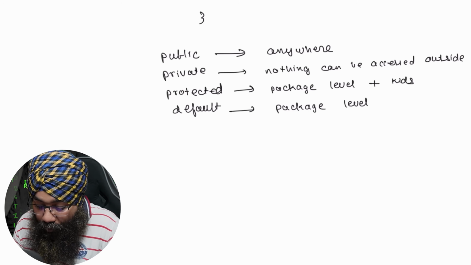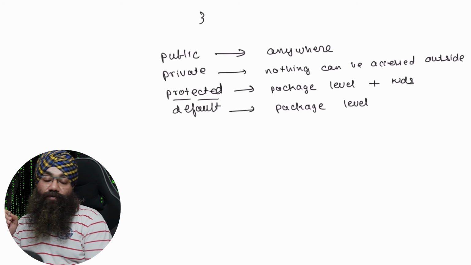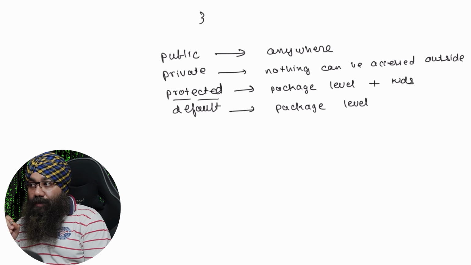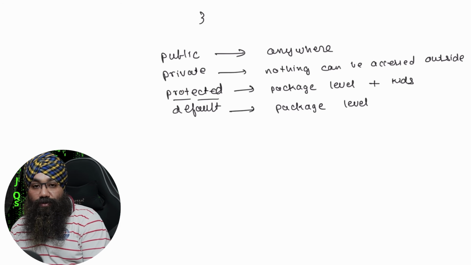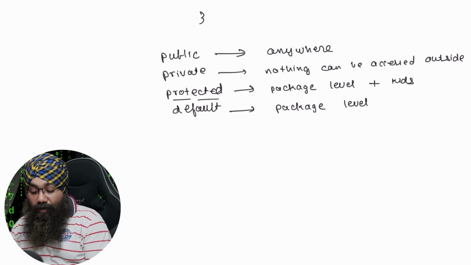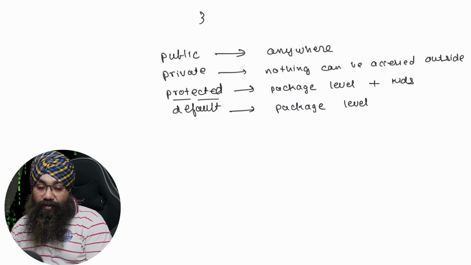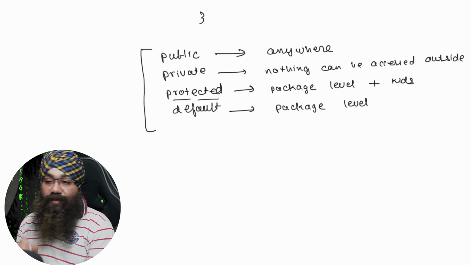And if we create protected, in that case, there is some additional visibility, which is package level plus the subclasses of this class. We will learn what we mean by subclasses when we learn inheritance. But the subclasses of this class can also access whatever is present inside this class. So this is access modifiers.